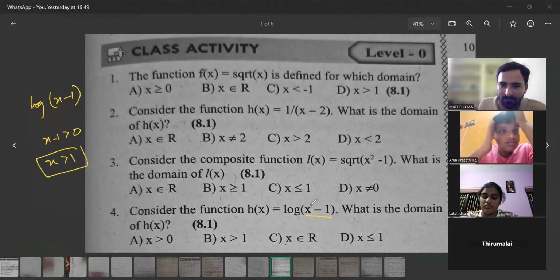Log is only defined when the argument of the log is a positive number. This one is the correct option. Right? Next.